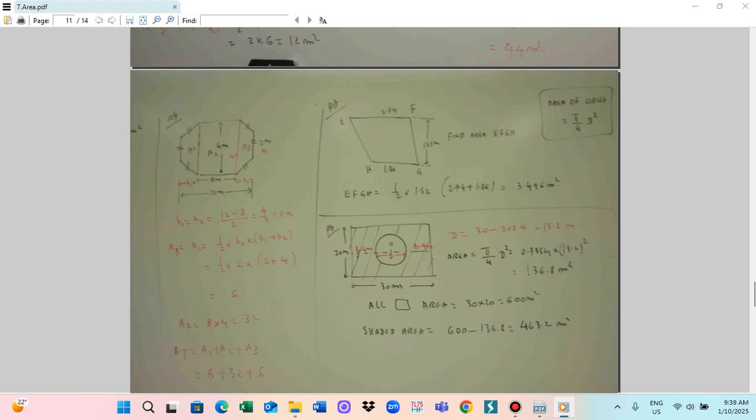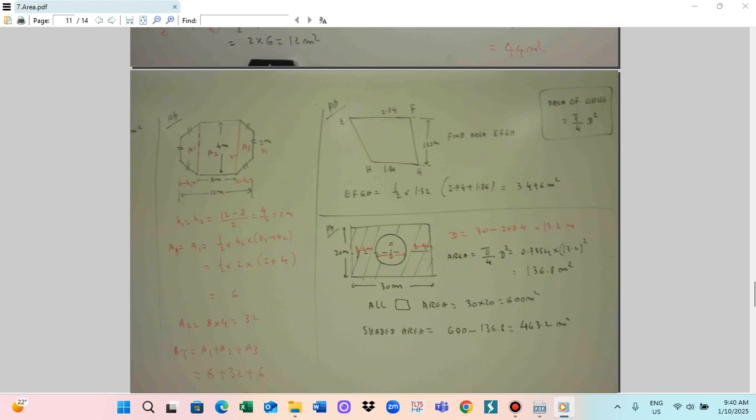Then you can also calculate the area of the circle. Area of circle is pi by 4 into d square. So this is 0.7854 into 13.2 square. By solving, you get the area of the circle. 13.2 square multiplied by 0.7854, so you get 136.8 meter square.